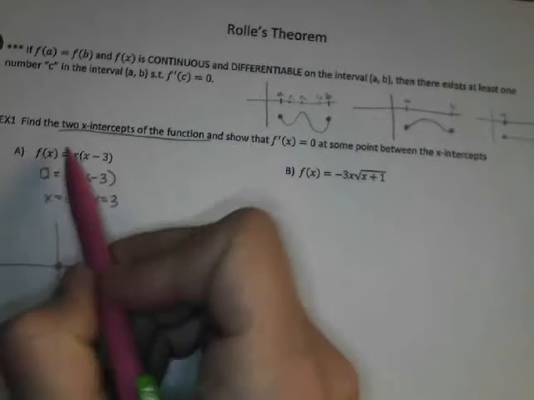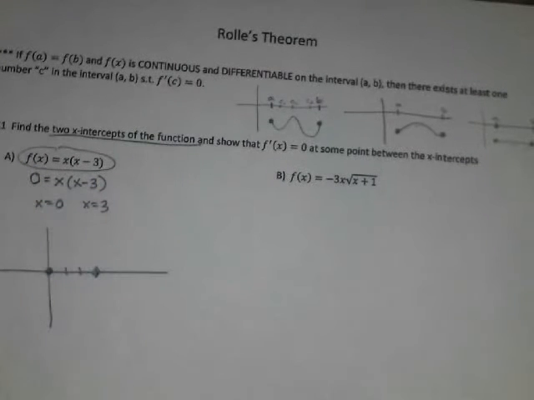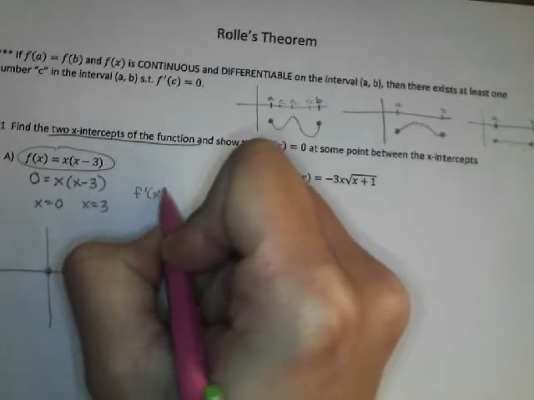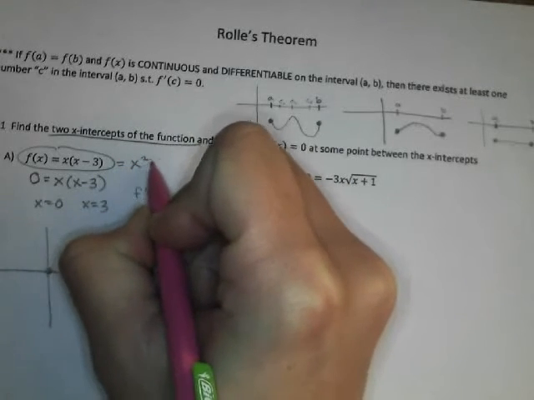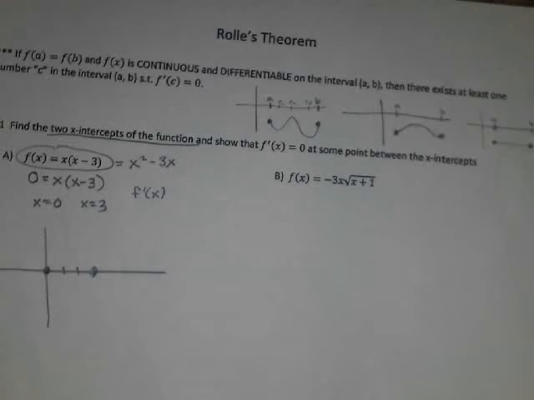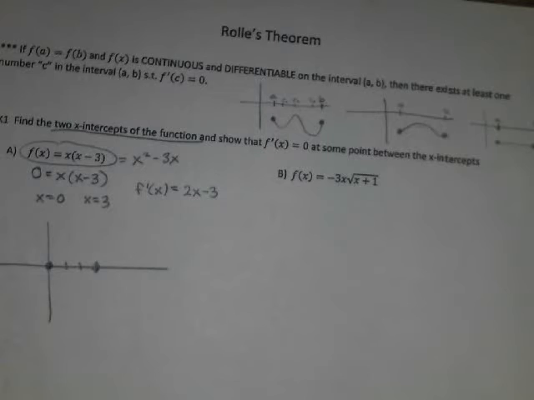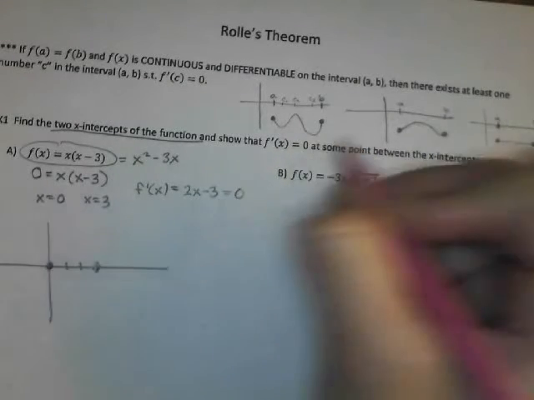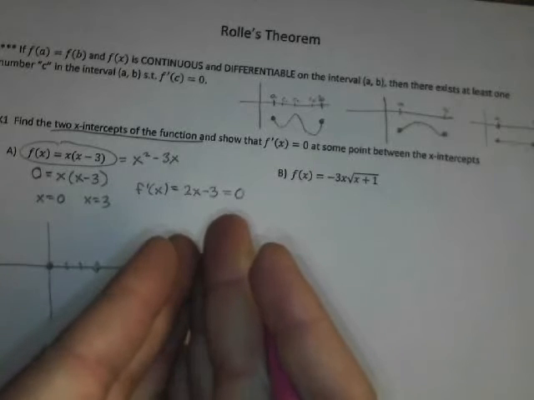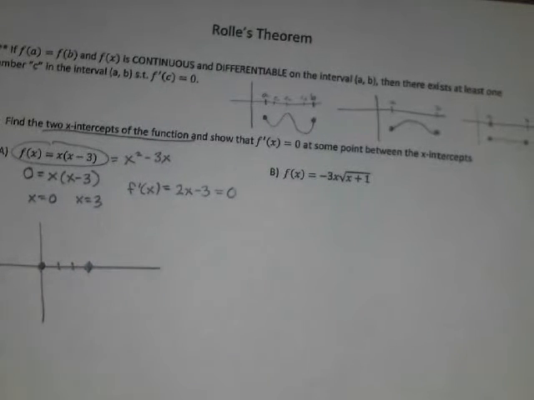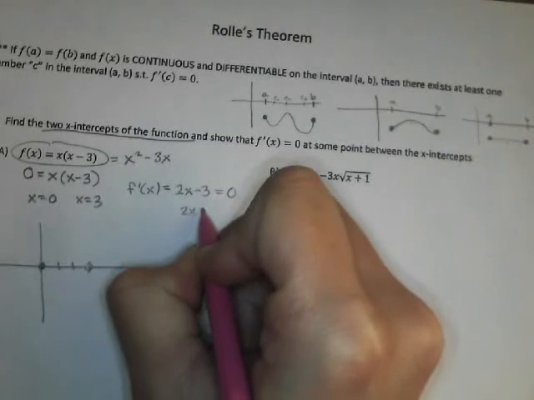So we're going to take the derivative. Now, how do you want to take the derivative of this? I would change the original by distributing. We could do the product rule if we were feeling ambitious, but just distribute, and then the derivative is just 2x minus 3. And set it equal to 0, and prove that the 0 slope is going to occur between 0 and 3 on our x-axis. So we add 3 to both sides, divide by 2.